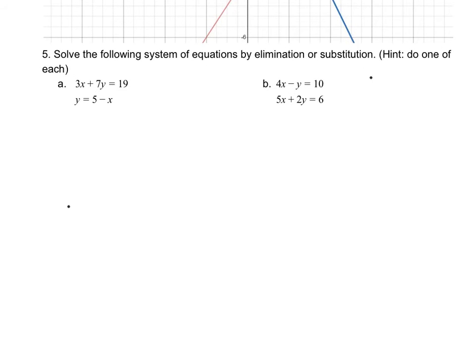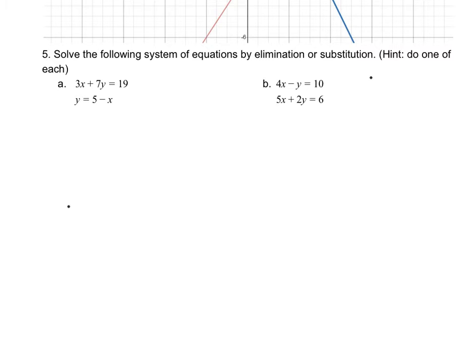Next, we want to look at solving a system of equations by elimination or substitution. And I'm going to do one of each. That way you see each of the different types, and that way you can choose which one you want to use on the exam. Or if you're specifically told a method to use, you have an example of each.